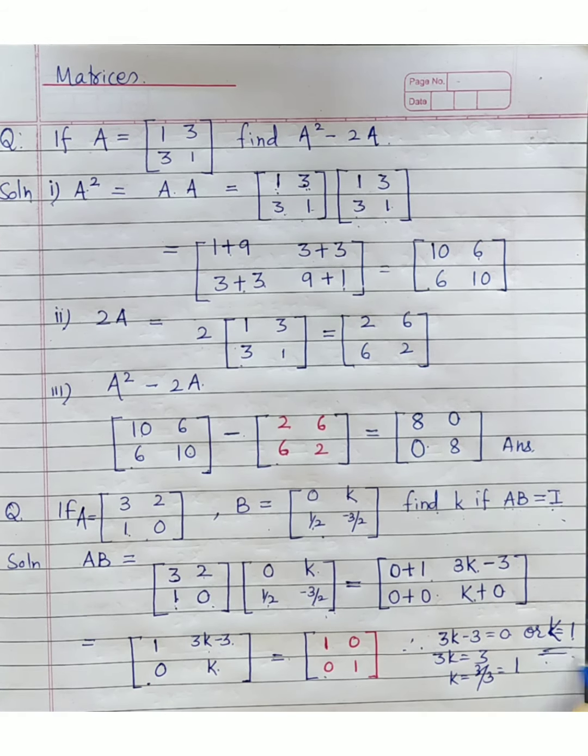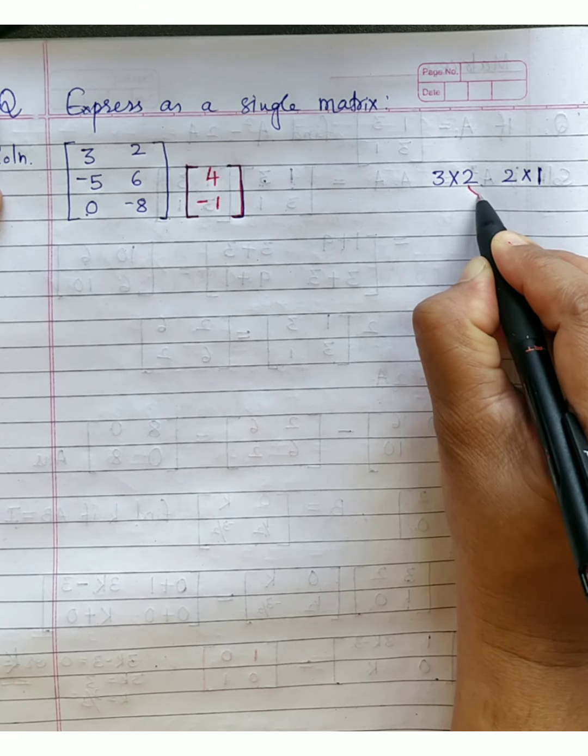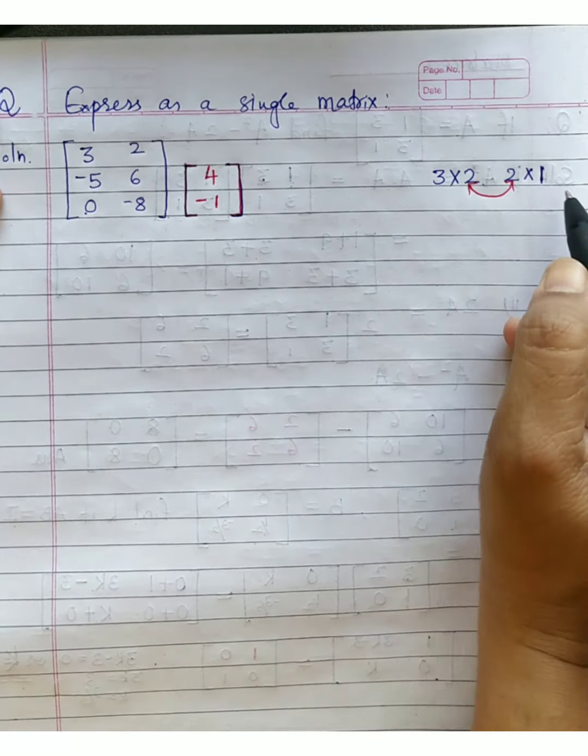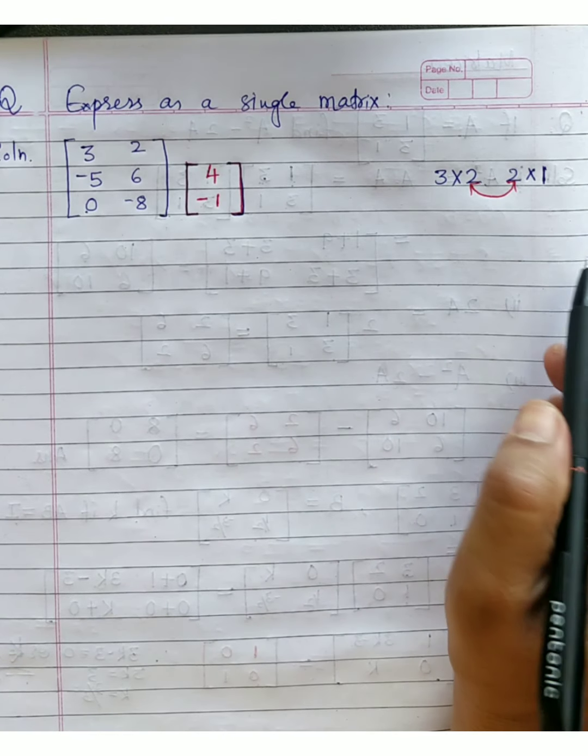Let's verify this. What is the order of this matrix? How many rows are there? 1, 2, 3. How many columns are there? 1, 2. So the order of this matrix is 3 by 2. Look at the other matrix over here. How many rows are there? 2. How many columns are there? 1. So the order of this matrix is 2 by 1. As you know, the number of columns in the first matrix should be equal to the number of rows in the second matrix. So here multiplication definitely is possible, just for revision I am saying.